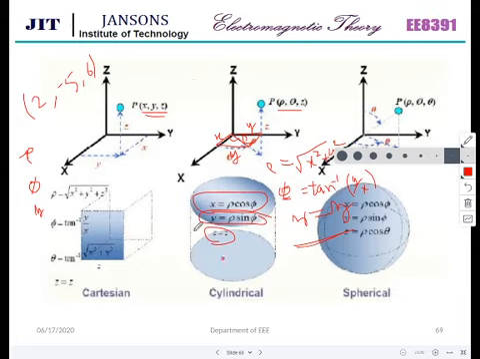Sir, rho is equal to root 29. Yes, sir, correct. Phi, we need to use the calculator. And what is z? Z is equal to 6, sir. Phi is equal to tan inverse of minus 5 by 2, yes, minus 2.5. So use the calculator for doing this.